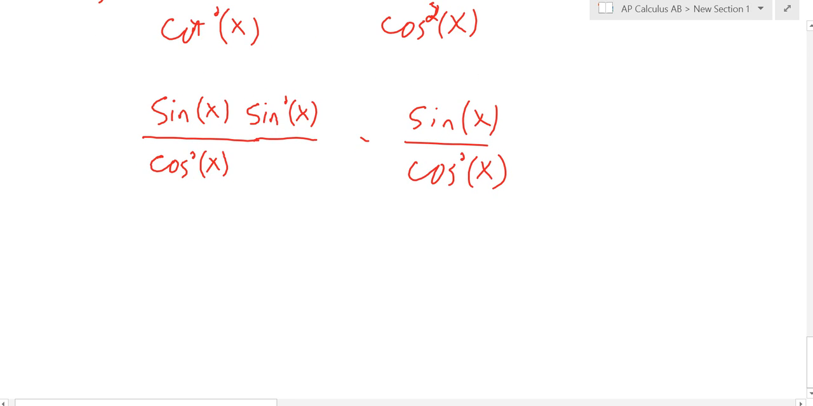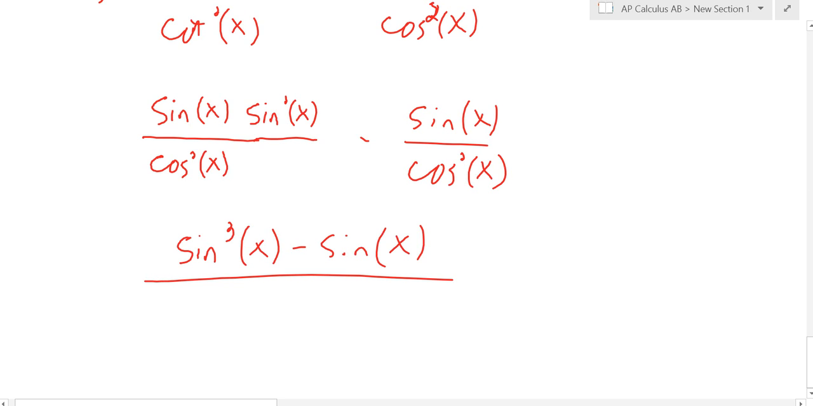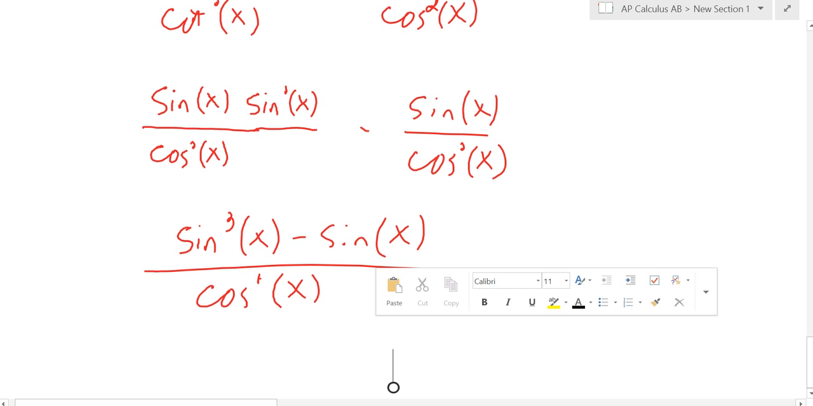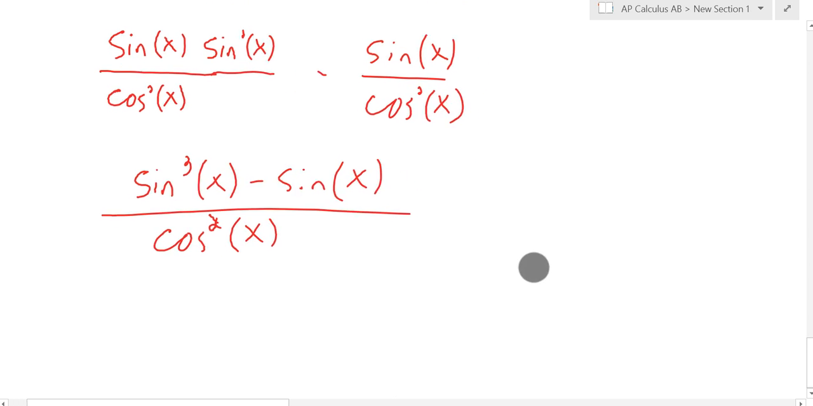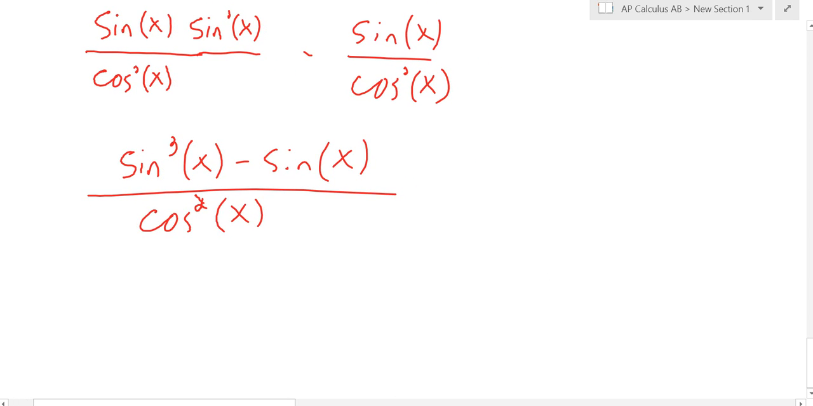So this is going to be sine cubed of x minus sine of x over cosine squared x. Everybody with me here? We okay? Now look, let's say we're stuck. I don't know what to do at this point. What can I do? We could factor something out of the top. Let's see what that does.